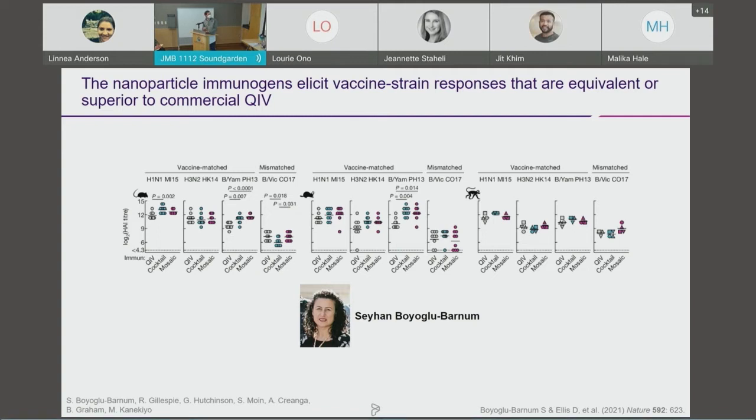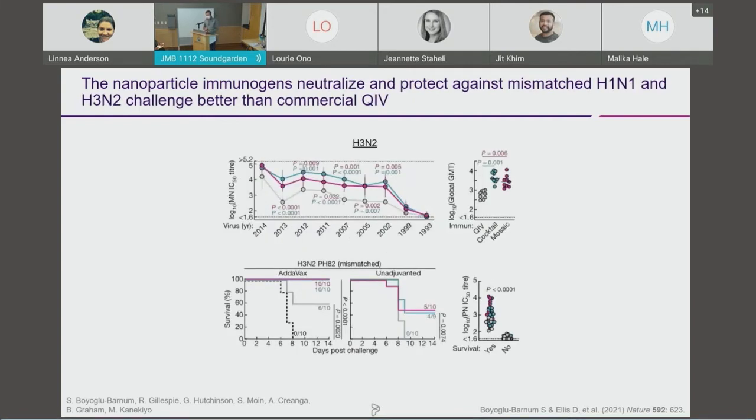And what we saw when we looked at vaccine-matched responses, so the same viruses or very, very close to what was in the vaccine, was that both nanoparticle immunogens, the mosaic in pink and the cocktail in blue, were about the same as current seasonal vaccines, including in terms of hemagglutination inhibition. But where we started to see differences was when we looked at mismatched viruses, so looking at broader antibody responses.